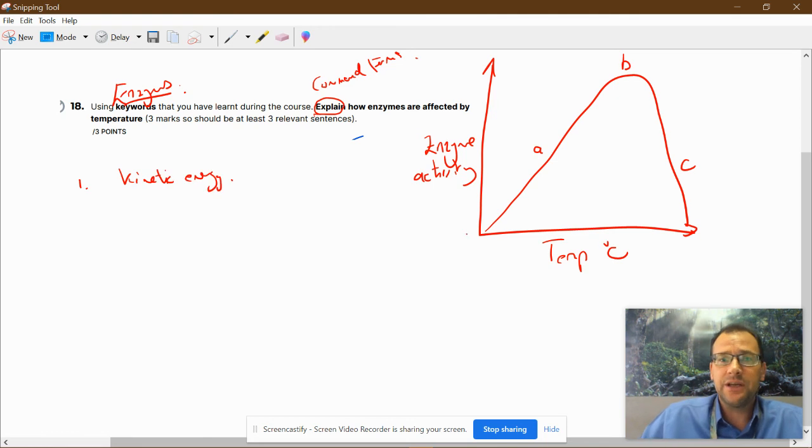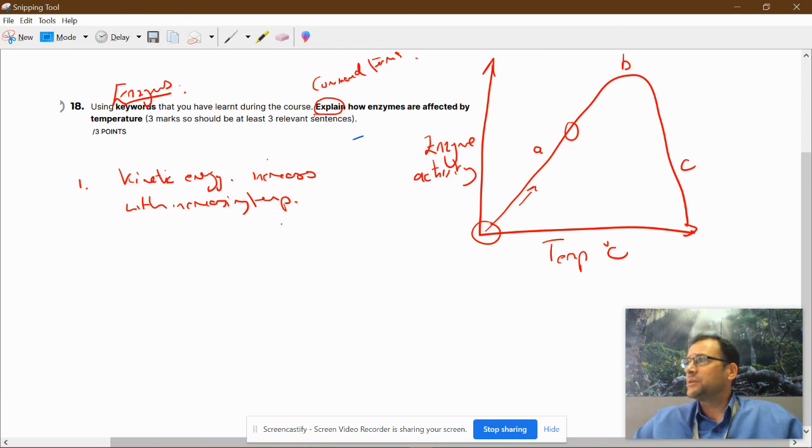Okay, so at low temperatures there's not very much kinetic energy, so there's not a lot of movement in the particles. As we increase the temperature, up to here, we're getting an increase in kinetic energy. Kinetic energy increases with increasing temperature. Okay, now on its own, I would say that's not enough, because that's not an explanation in itself.